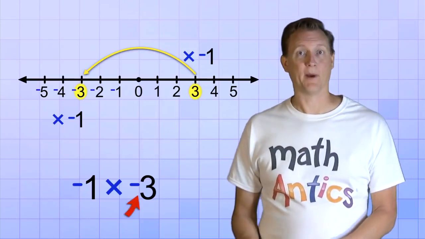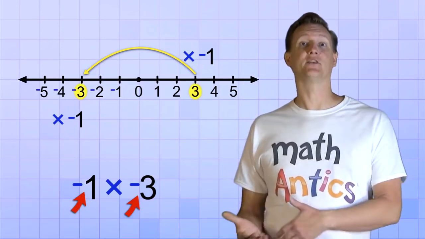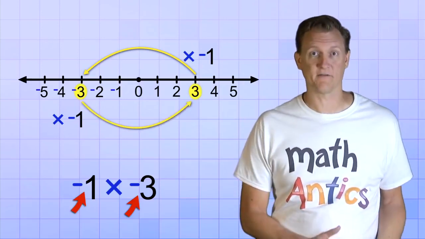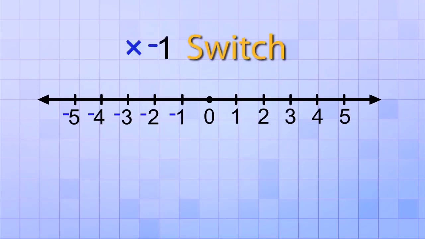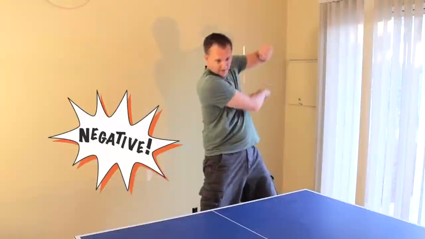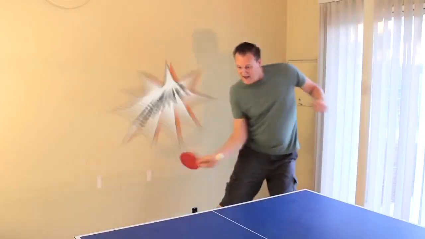Multiplying a negative number by another negative factor is actually going to switch the answer back to the positive side of the number line. Multiplying by negative 1 acts like a switch no matter which side of the number line you start on. If you start with a positive, then multiplying by negative 1 switches it to negative. But if you start with a negative, multiplying by negative 1 switches it back to positive. And you can keep switching back and forth between the positive and negative side of the number line by multiplying by another negative 1 as many times as you want. Positive, negative, positive, negative, positive, negative.